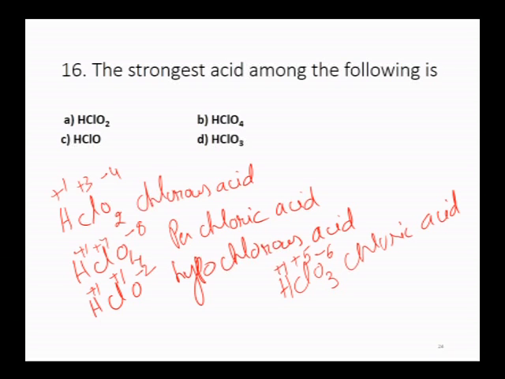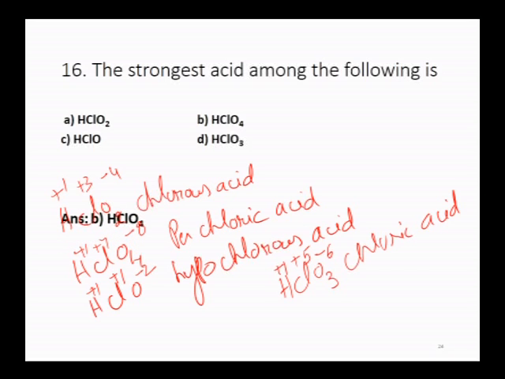When we observe all the acids, in case of perchloric acid, chlorine oxidation state is plus 7, hence it is the strongest acid. So suitable answer is B.